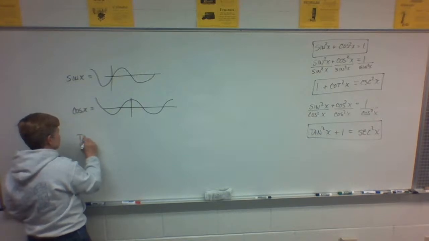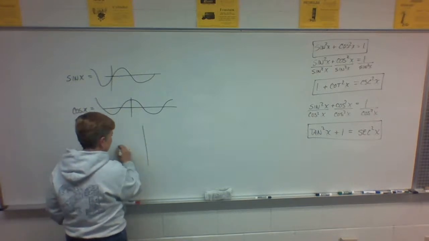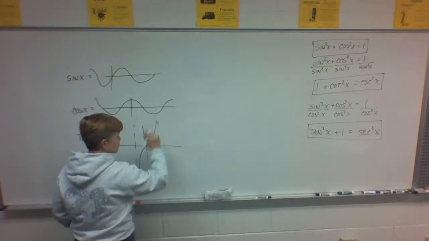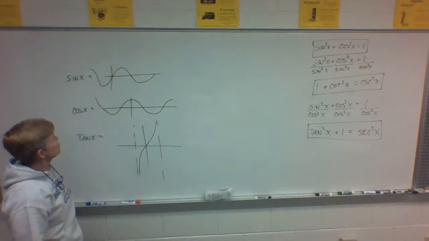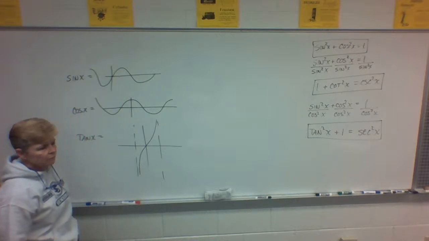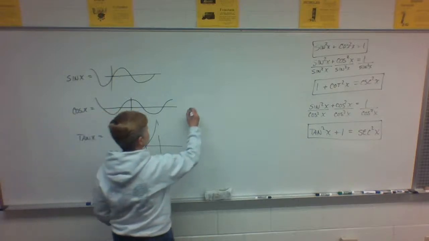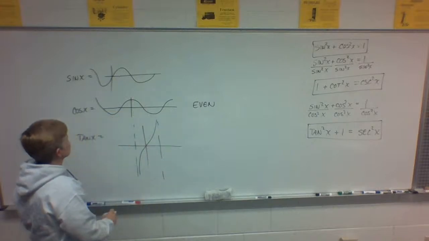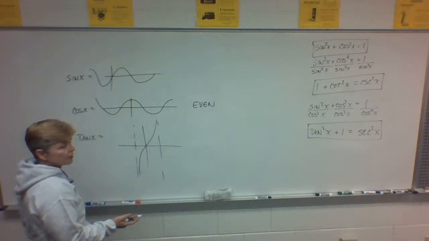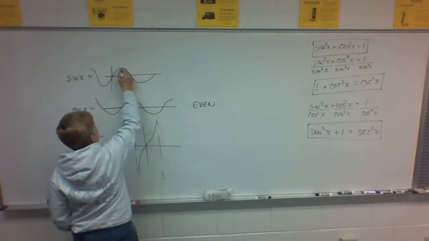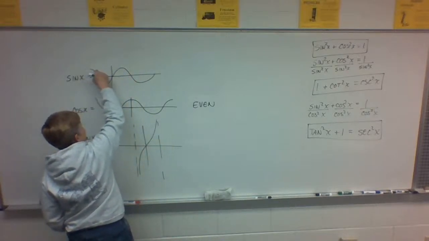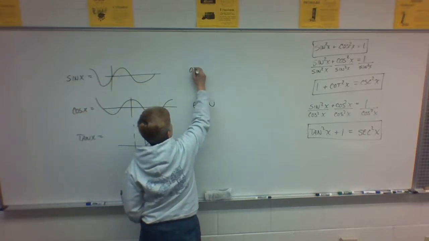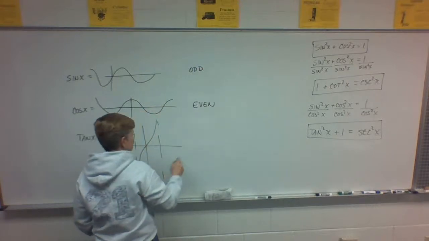And the tangent looks like this. The first branch of it goes like that. All the others do the same thing. Which one of these things, are any of them even? Cosine is even because it reflects over the y-axis. What about sine? Is it odd or even or neither? Odd. Because right here you can see it's going to reflect. Even this piece over here will reflect over here, right through the quadrant this way. So this is odd. How about tangent? Odd.